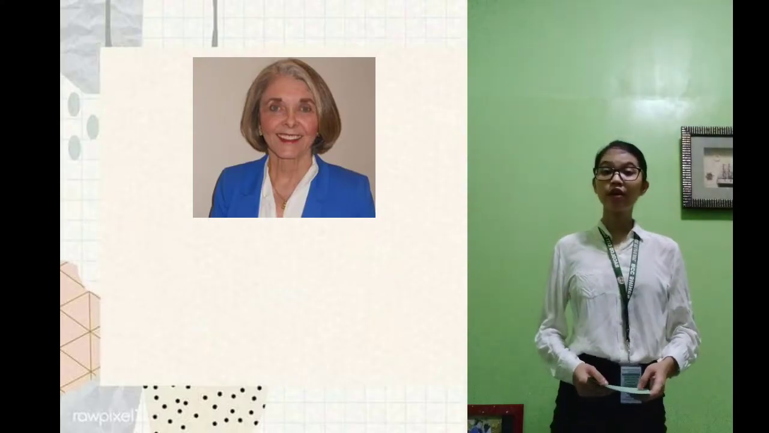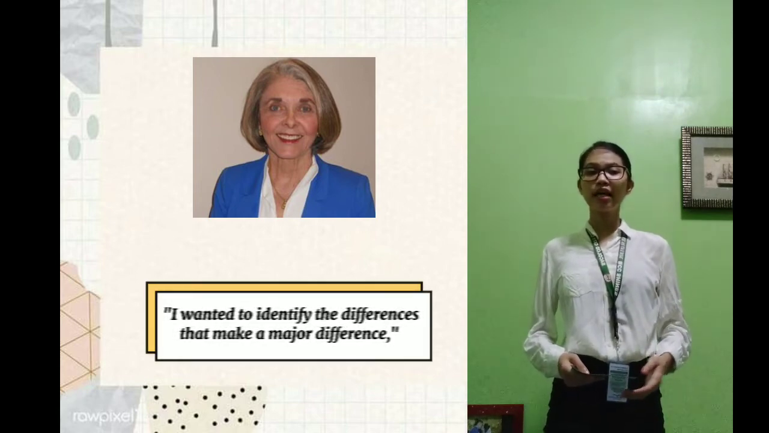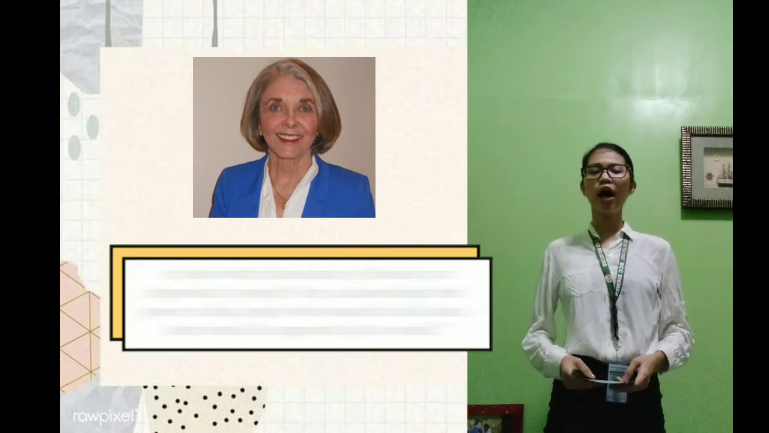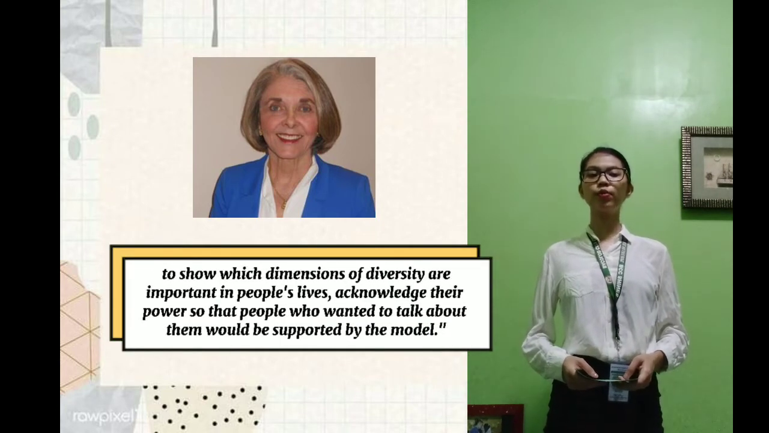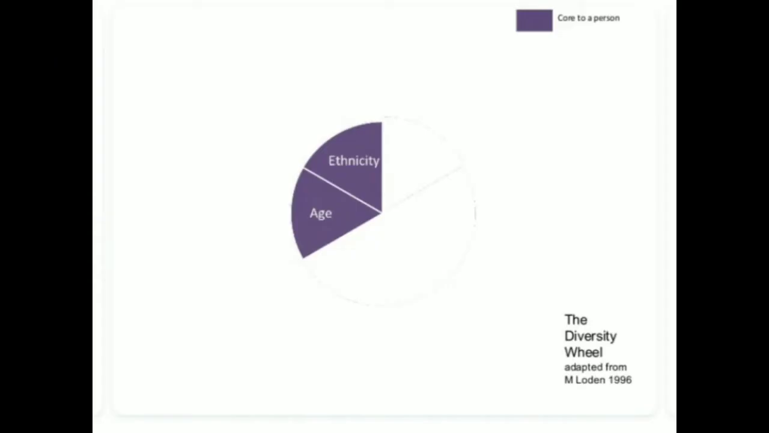The creator of the diversity wheel model, Loden, saw the need for a tool that would help people better understand how group-based differences contribute to people's social identities. Here is one of the diversity wheels adapted from Marilyn Loden in 1996 that is commonly used by everyone. Based on the diagram, ethnicity and age are core to our individuality.